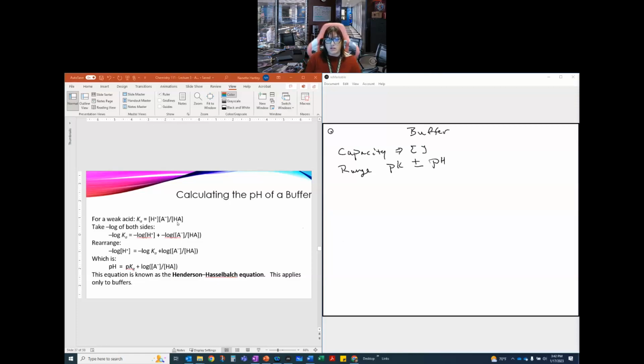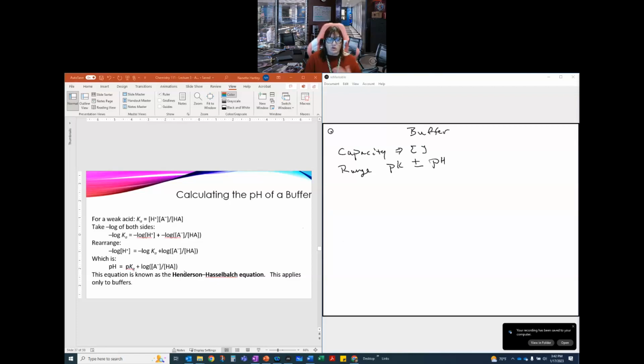Let's take the negative log of both sides, right? If I take the negative log of Ka, that gives me pKa. If I take the negative log of H plus, that gives me pH. And if I take the negative log of A minus over HA, it's an expression. I can rearrange a bunch of this stuff, and I can see that pH is equal to pKa plus the log of the A minus, the base, over the HA, the acid.